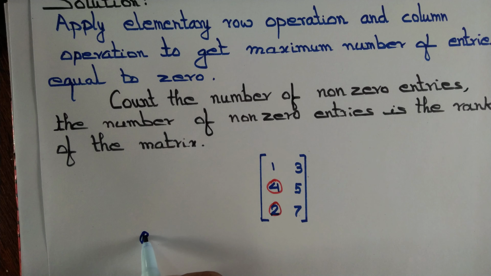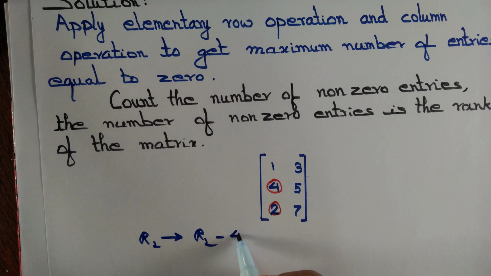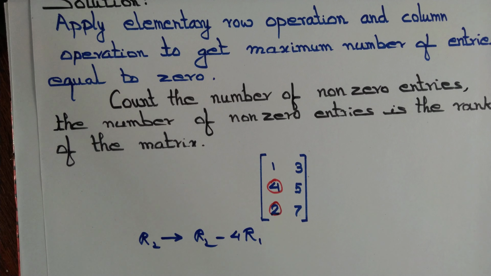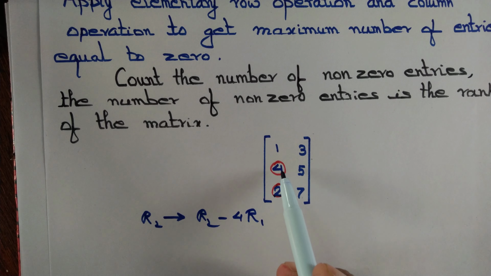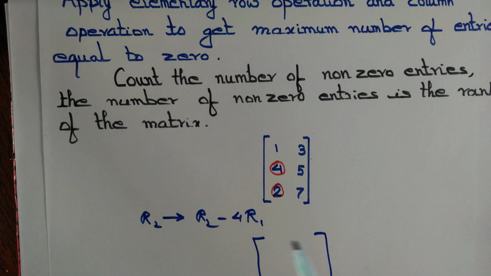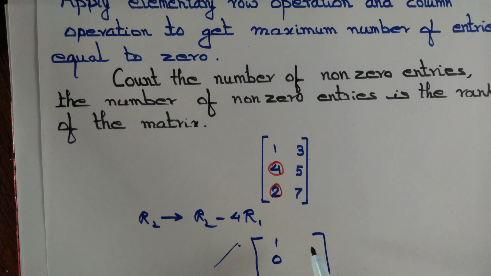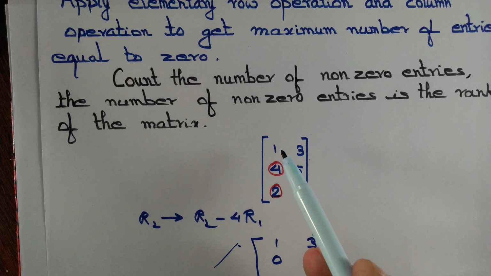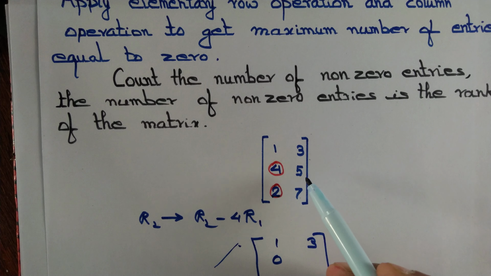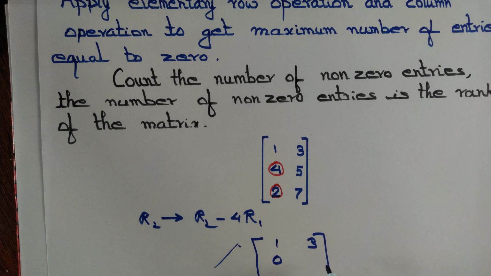We apply the operation R2 is equal to R2 minus 4 times R1. In other words, we'll be subtracting 4 times the first row from second row. So 4 minus 4 is 0. First row we copy as it is. 4 minus 4 times 1 is 0. 5 minus 4 times 3, that's minus 12. 5 minus 12 is minus 7.